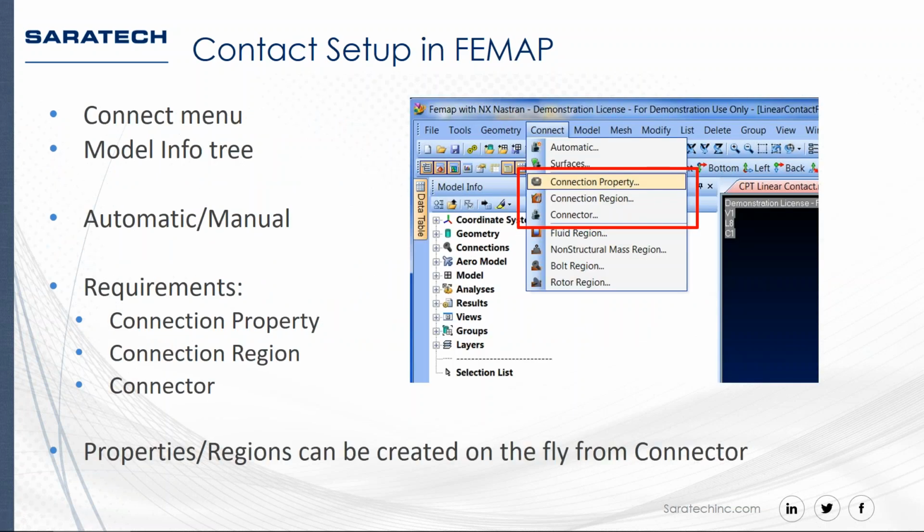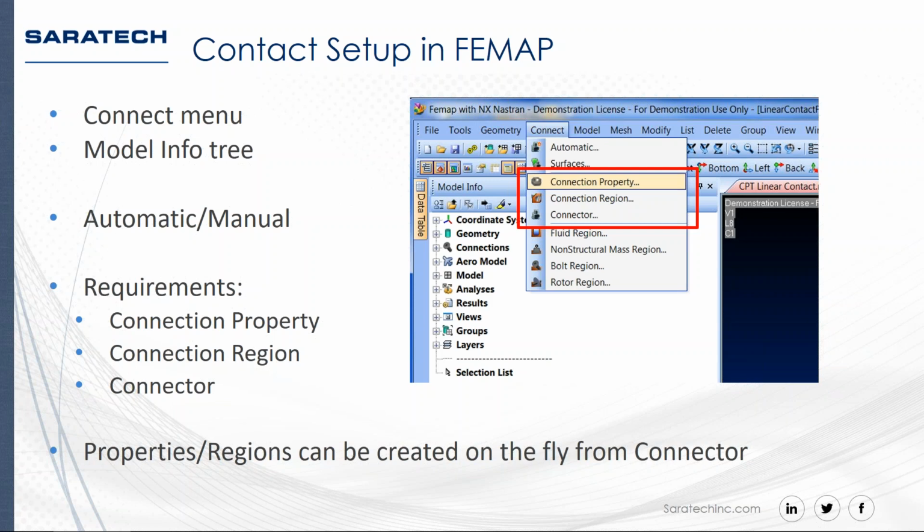All right, so the Femap contact setup commands are available in the Connect toolbar menu from the top of the window or right from the Model Info tree. Like most of the commands in Femap, you can right-click in the tree and create new ones on the fly. There is an automatic option that works very well for simpler models, but it may get a little complicated if you have many parts, especially with varying thicknesses and gaps and so on. So you may want to just create them manually in those cases.